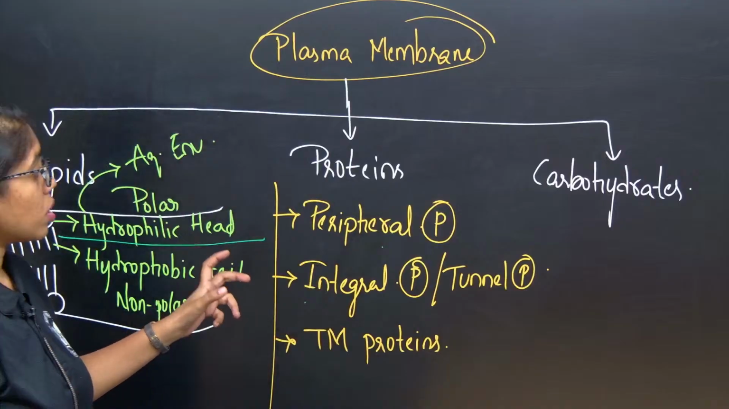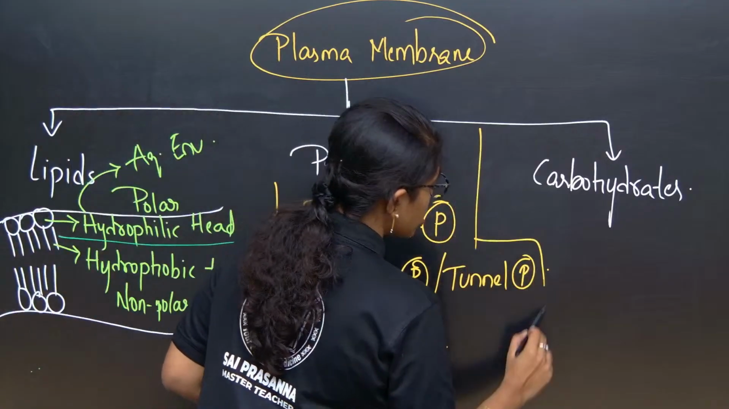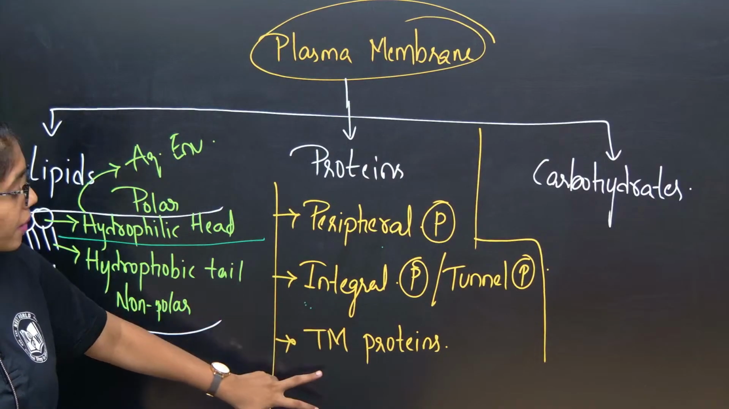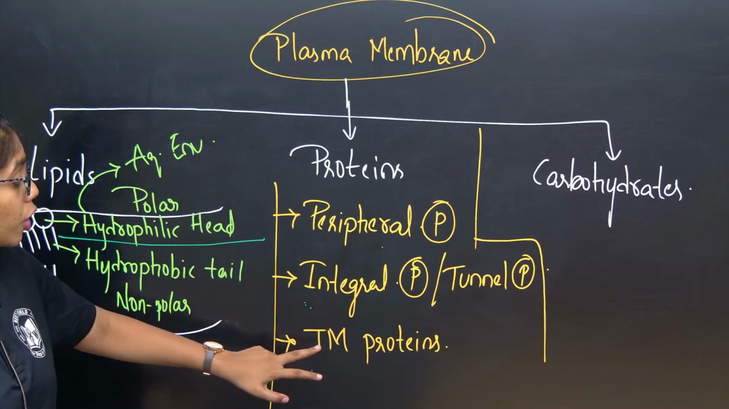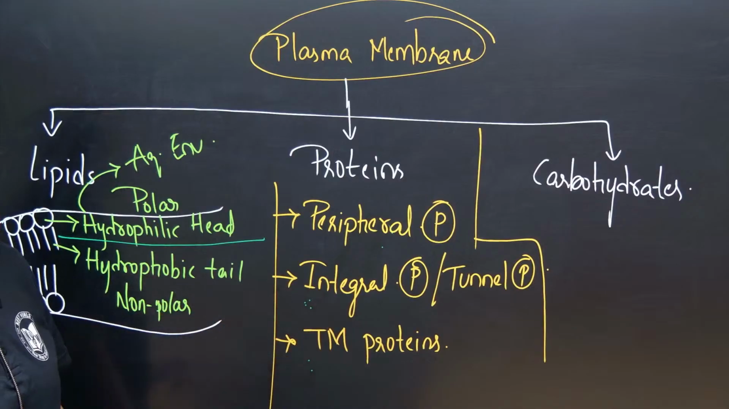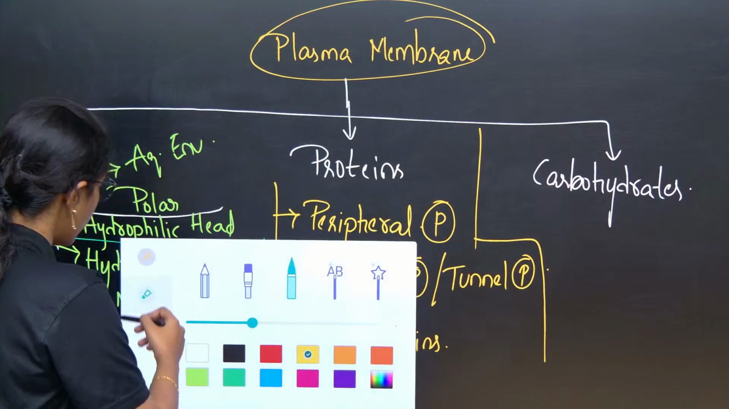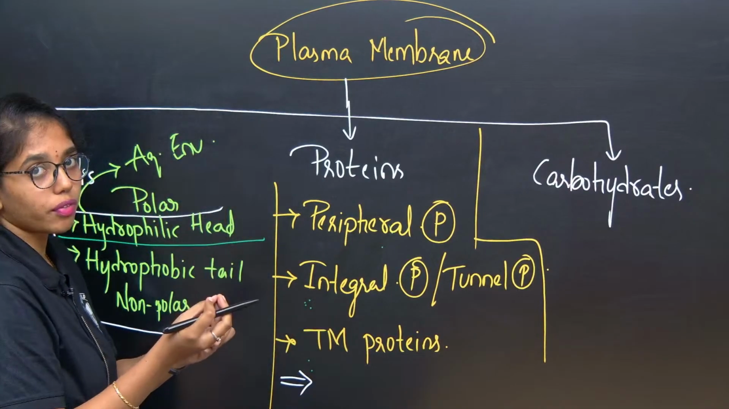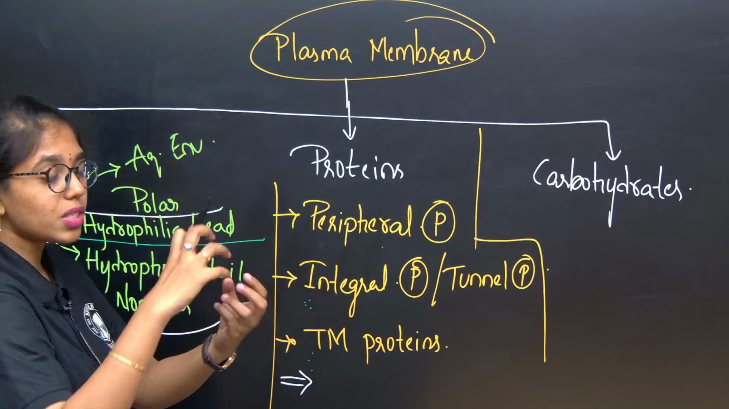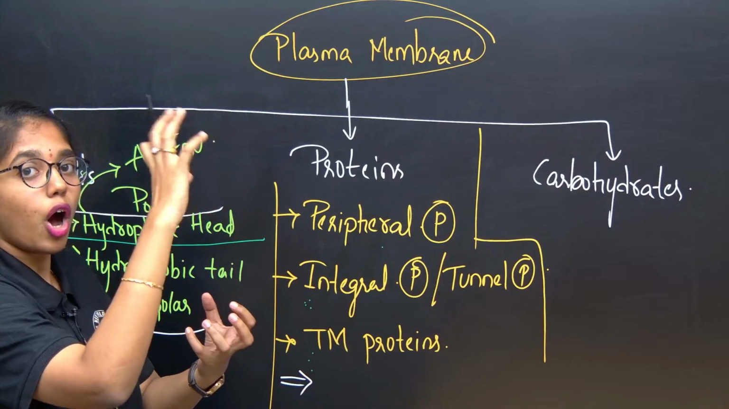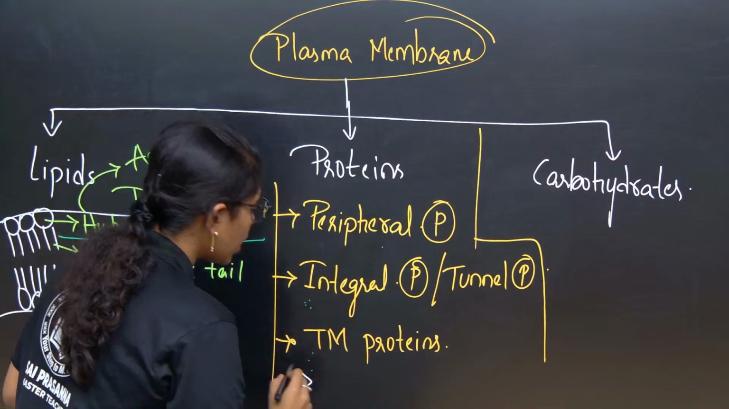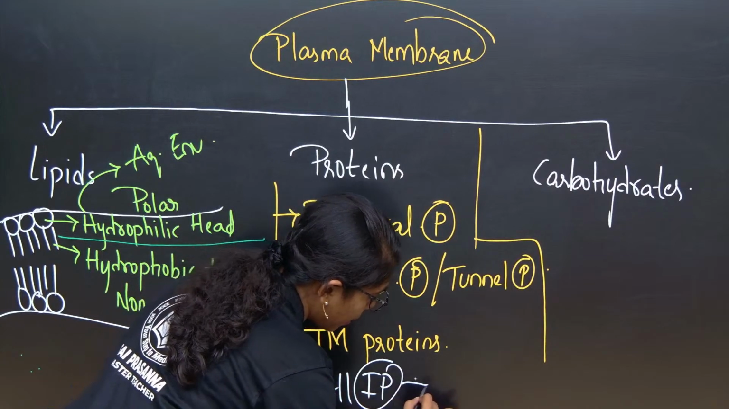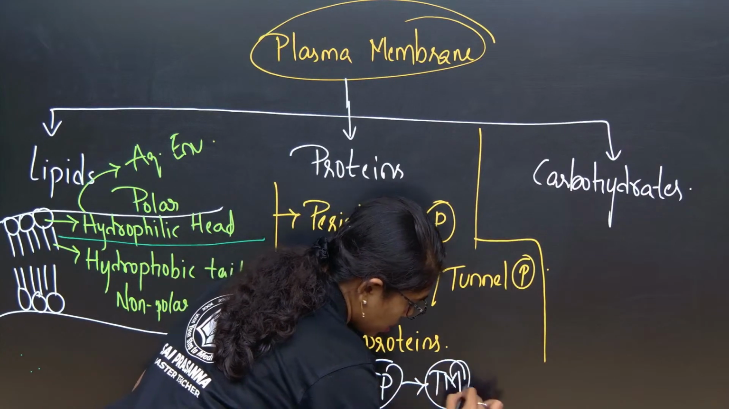Clear? So, now there is one popular statement that all integral proteins are transmembrane proteins, but not all transmembrane proteins are integral proteins. Because all integral proteins will transpan two sides of the membrane, but transmembrane proteins will span either one side or two sides sometimes. So, all integral proteins are transmembrane proteins.